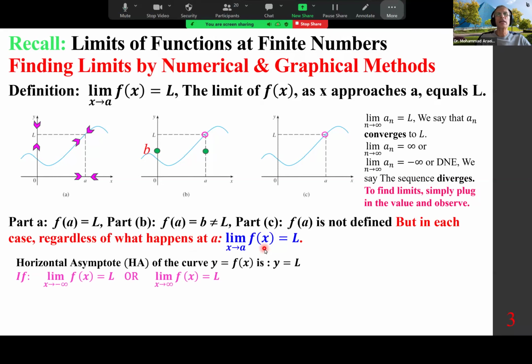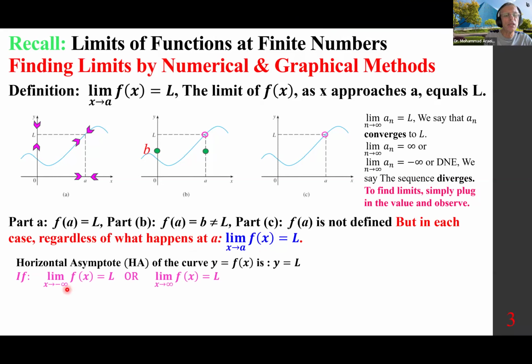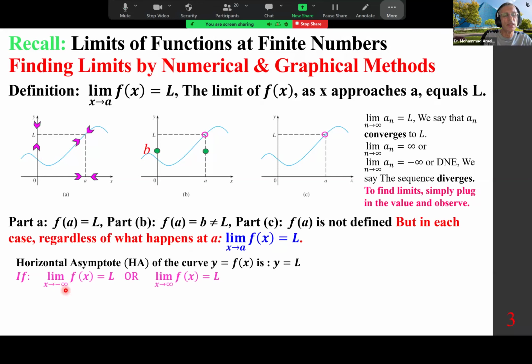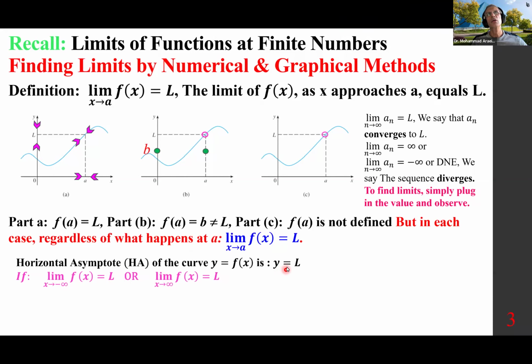The definition of a horizontal asymptote is as follows. When we take the limit of f of x as x approaches negative infinity or positive infinity, and we get to L, the line y equals L represents the horizontal asymptote, everybody. The line y equals L represents the horizontal asymptote.